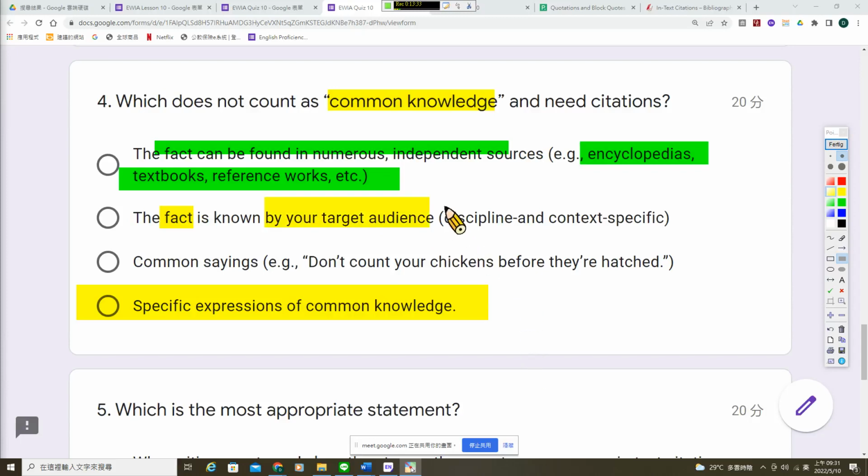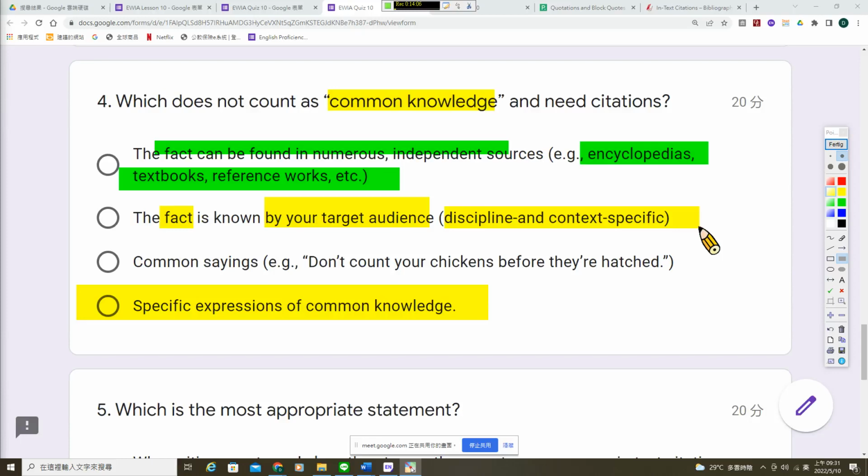So this relates to the discipline and the context specific. For example, if I were invited by the Political Science Association to give them a speech about the conflict between Russia and Ukraine, I would go to the venue of my speech.